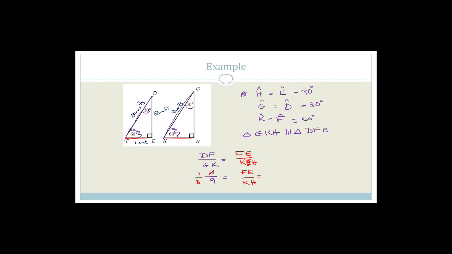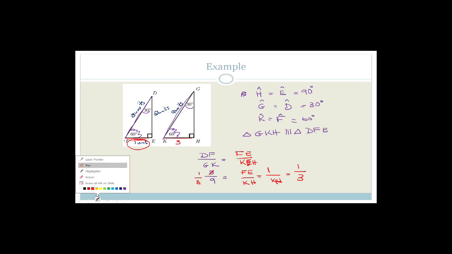But now we've been given that FE is 1 unit. So can we work out what KH is? Well, yes, we know that KH is going to be equal to 3, because if FE is 1, KH is going to be 3 times what FE is. Okay, let's do another one just to show you.